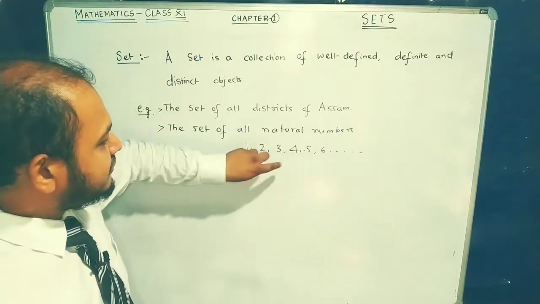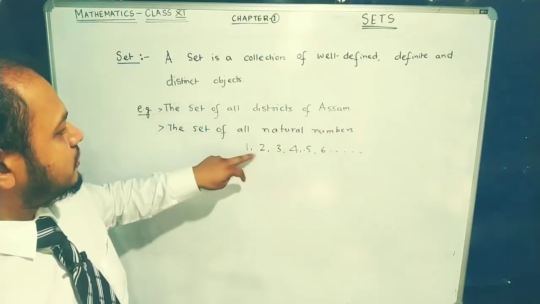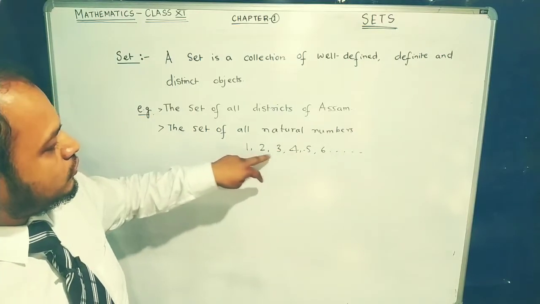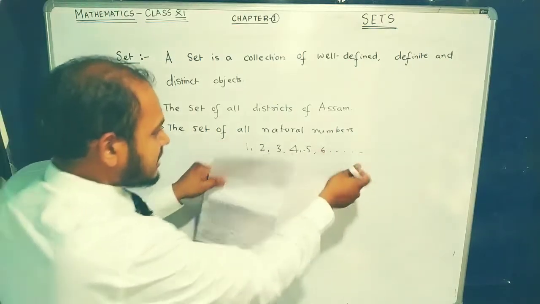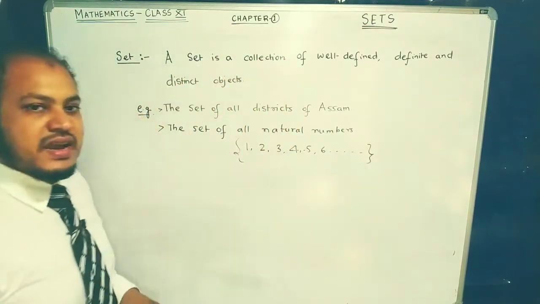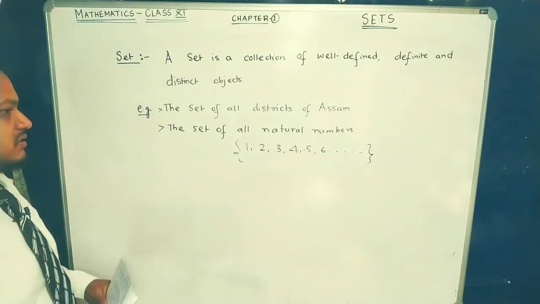So these numbers are well defined, they are definite and they are distinct from each other. You cannot say 1 is 2 or 2 is 3. So if you say this is a collection, then this becomes a set of natural numbers. So this is how a set is defined.